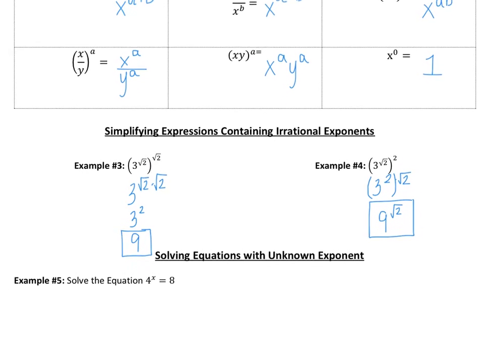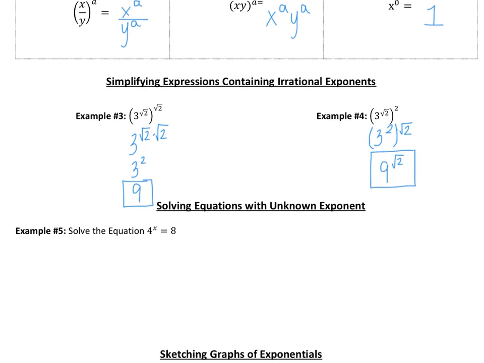We also could solve something with an unknown exponent, which is example 5. When you have an unknown exponent, there is a very nice rule that we can use. The fact is, if your bases are equal, then that means you're going to have equal exponents.